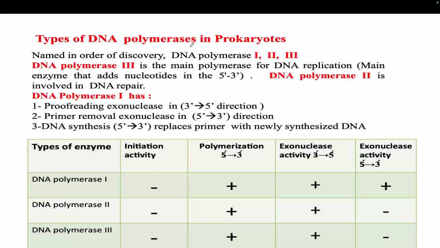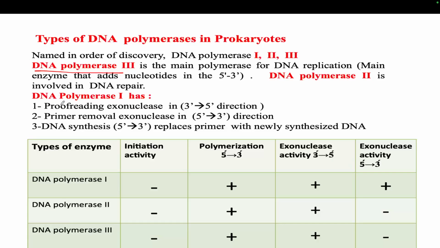Next, the prokaryotes have three different types of DNA polymerase: polymerase 1, polymerase 2 and polymerase 3. DNA polymerase III is the main polymerase for DNA replication. In the replication process, DNA polymerase III is the major enzyme playing the role of polymerization. It has 5' to 3' polymerization as well as exonuclease activity in the 3' to 5' direction.